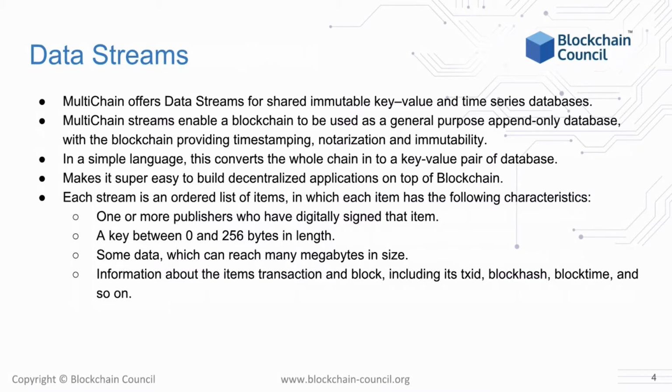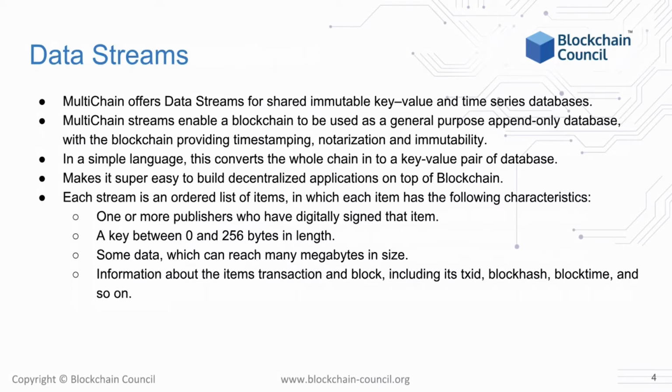Out of this, each stream will have key value pairs, where one key can have multiple values, so you can publish the data with the same value of key multiple times. And this same data can also be published into the system multiple times. In simpler words, this converts the whole chain into a key value pair database, giving you more power to build your application and making it much easier to build decentralized applications on top of blockchain.